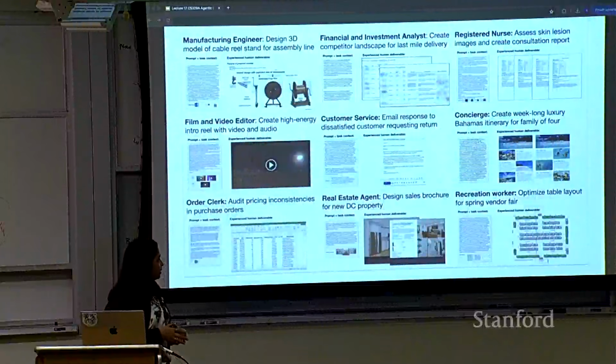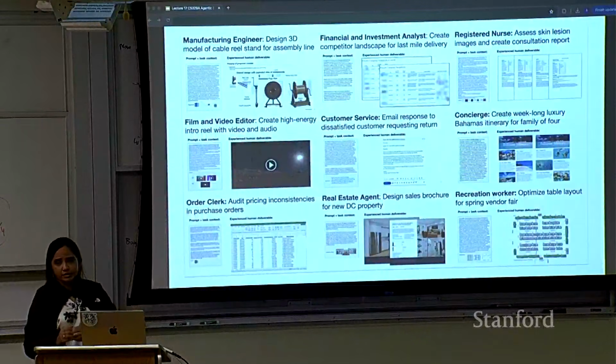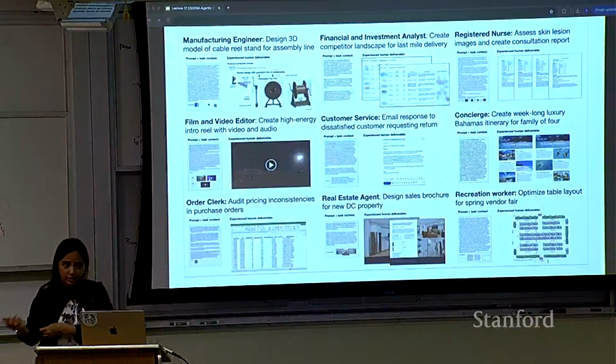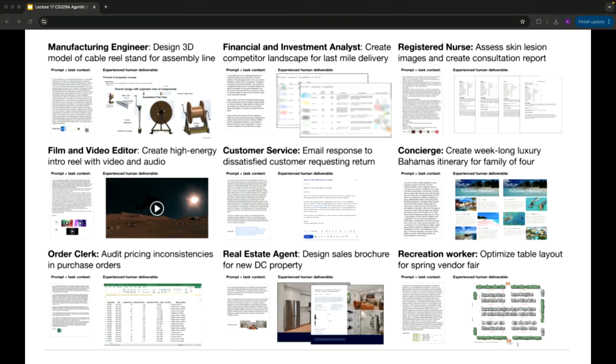So let's take a look at some example tasks and also think about the tasks that you think the models might be good at as you go through this list. A manufacturing engineer is asked to design a 3D model of a cable reel stand for an assembly line. A financial and investment analyst is asked to create the competitor landscape, so it's a research-heavy task. A registered nurse is basically assessing images of an issue and creating a consultation report.